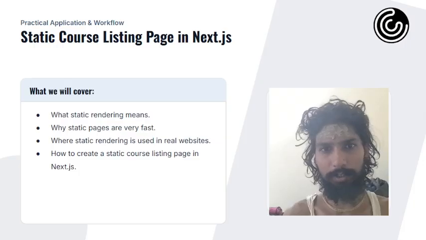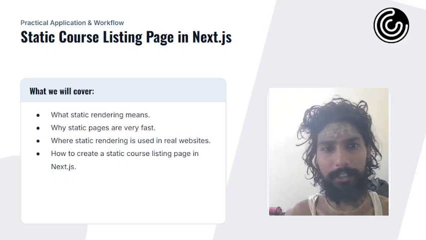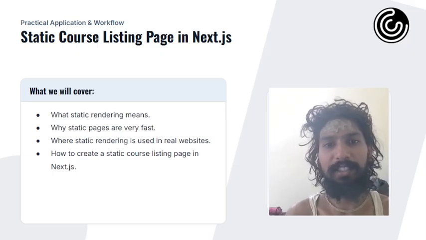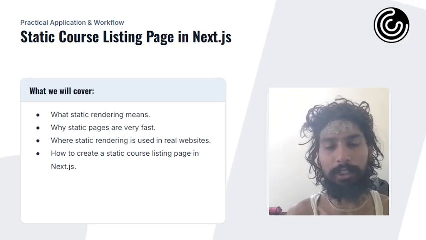Today we are learning one of the most important performance concepts in modern web development, static rendering. Till now we created pages, routes, components, props, state, and dynamic lists. But now the question is, when a user opens a page, is that page created at that moment or was it already prepared before the user even visited? This is where static rendering becomes very powerful.